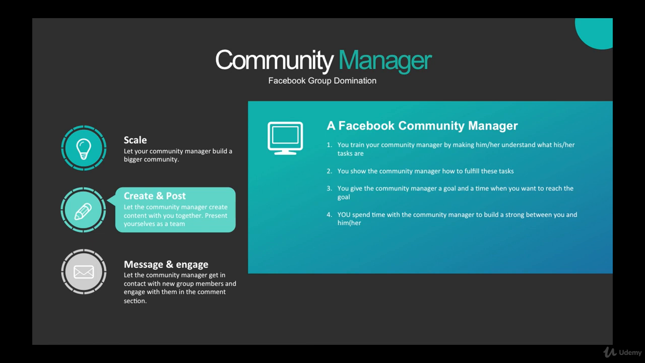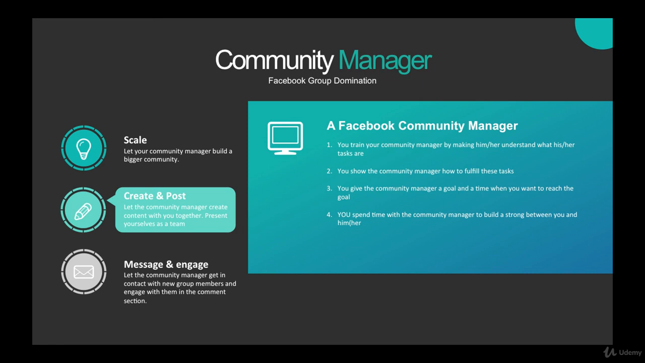Then of course, message and engage. Let the community manager get in contact with new group members and engage with them in the comment section. So you always want your community manager to message everyone who's coming into the group. You want the community manager to ask them who they are, where they're from, what exactly they are doing. So this is very, very important because it is just easy on Facebook to join a group, but to have someone who messages all of these people is very effective because then they remember, okay, this is the community manager of this group.